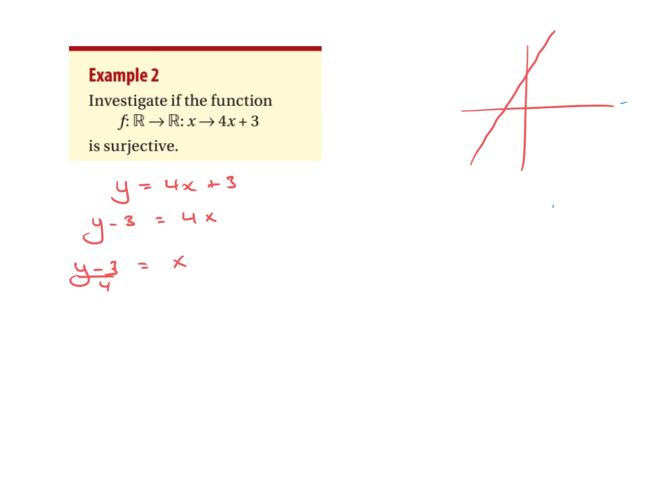For example, if I picked 3 for y, 3 minus 3 is 0, 0 divided by 4, so x is equal to 0. If I, for example, picked 7, 7 minus 3 is 4, 4 divided by 4, and that means x is equal to 1. It doesn't matter what value of y I pick, it will always give me an answer for x. And that means it's surjective.